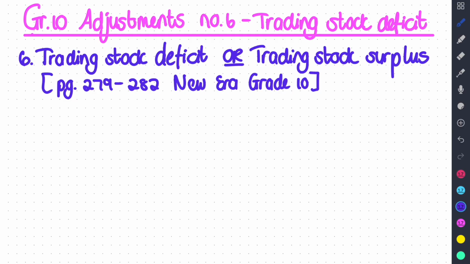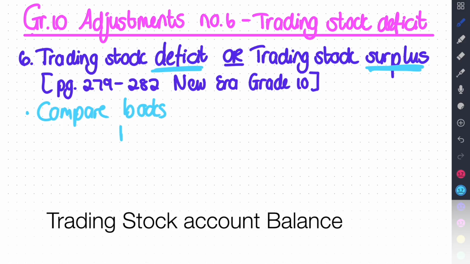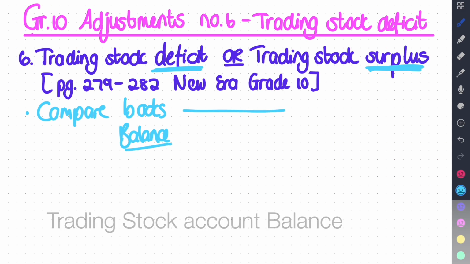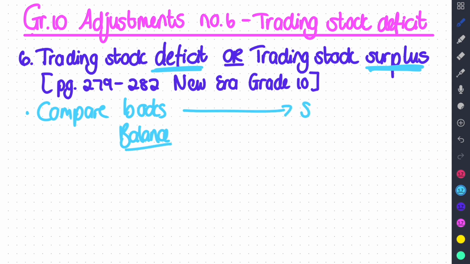Trading stock adjustment. So there's two possibilities. You either have a deficit or you have a surplus. What does that mean? Well, let's start with what you are doing. You are comparing your books, which is basically the balance that you'll find in your general ledger or in your trial balance, with the shelves.